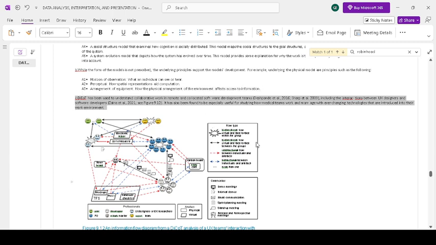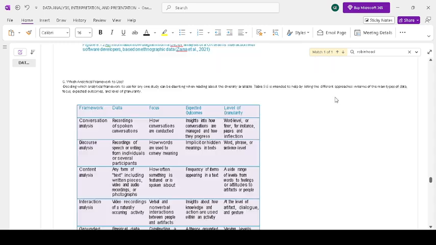Decode has been used to understand collaborative work in remote and co-located software development teams, including the interactions between UX designers and software developers. It has also been found to be especially useful for studying how medical teams work and manage with ever-changing technologies that are introduced to their work environment.